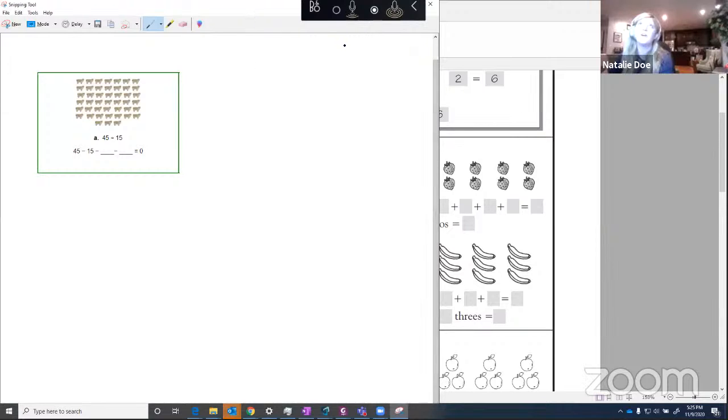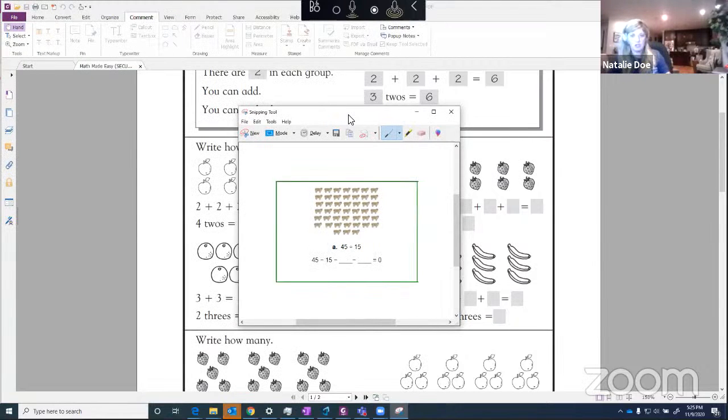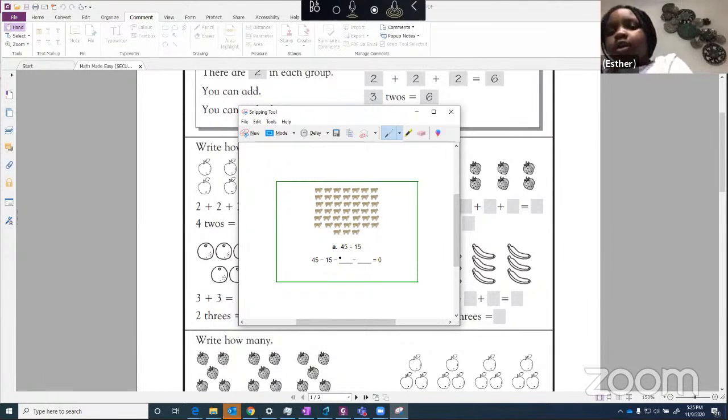Right, so repeated subtraction. Again, this is just the opposite of what we were just doing here. So rather than adding up our groups to get our final total number, we're going to do it the opposite. We start with our total number and we're going to subtract until we end up with 0. So repeated subtraction is like when you're doing 45 minus 45.